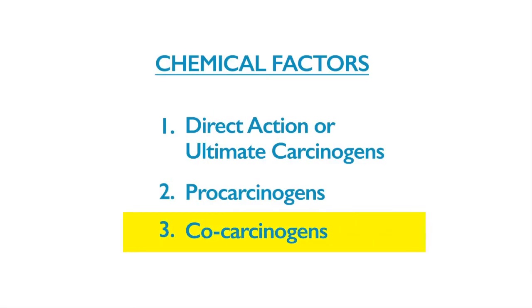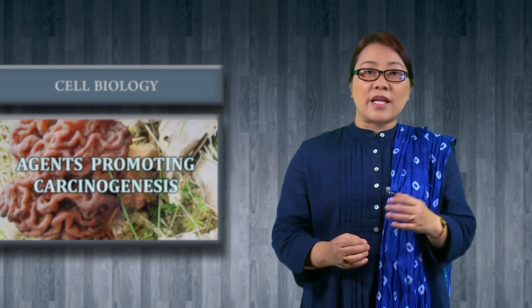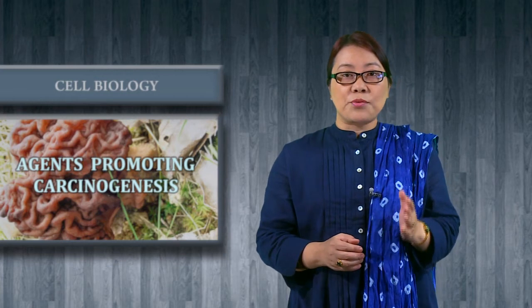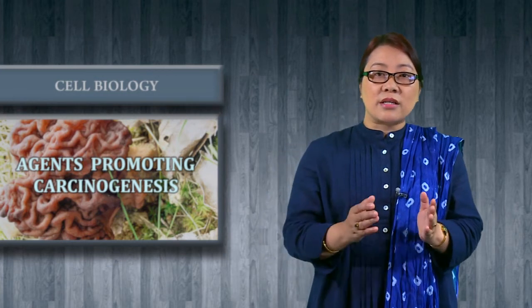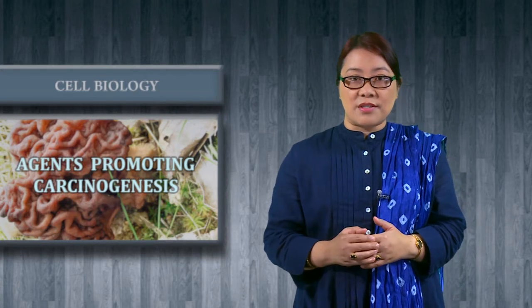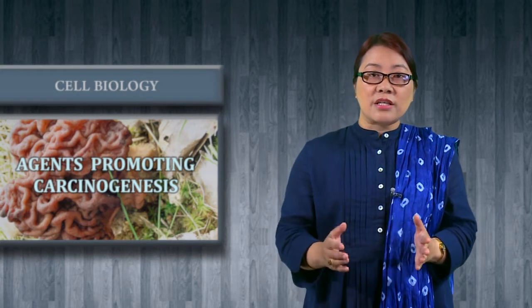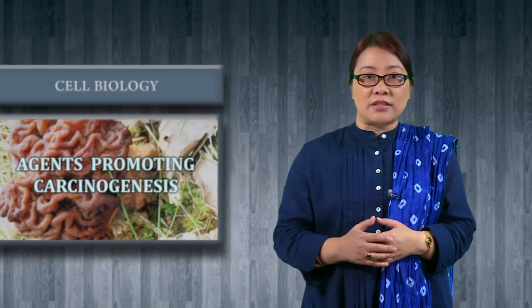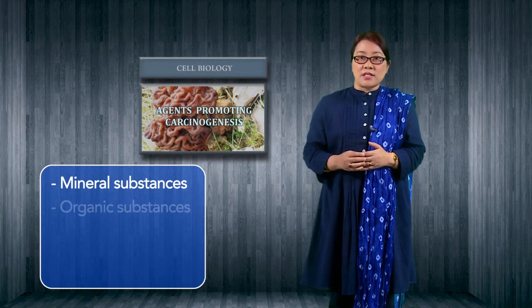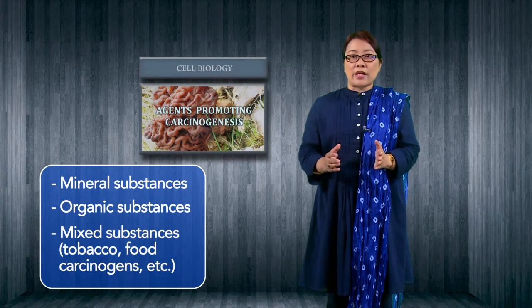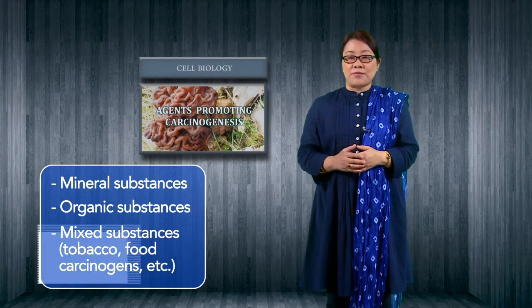Next are the co-carcinogens. These are chemical substances that do not have the capacity to induce cancer when present alone, but they enhance the carcinogenic effect of other substances. That is, they act as promoters in tissues where the cancer initiation stage has already started. Chemical carcinogenic substances include three main types: mineral substances, organic substances and mixed substances, for example, tobacco, food carcinogens, etc.